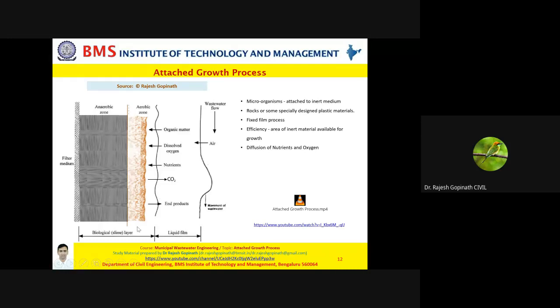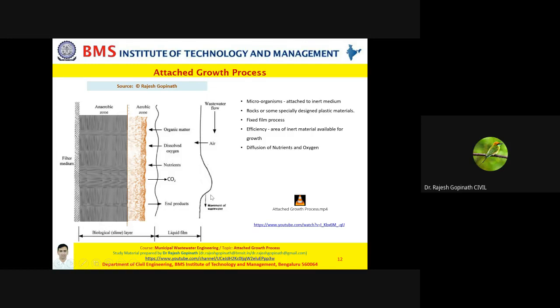Now let's look at some other terminologies. We have wastewater which is flowing like this. When the wastewater is flowing, there is air which enters. Now this is the direction with which the wastewater comes out. This is your liquid film. Basically this is where aerobic activity takes place, and this is roughly 0.1 to 0.2 millimeters thick. This is your slime layer.